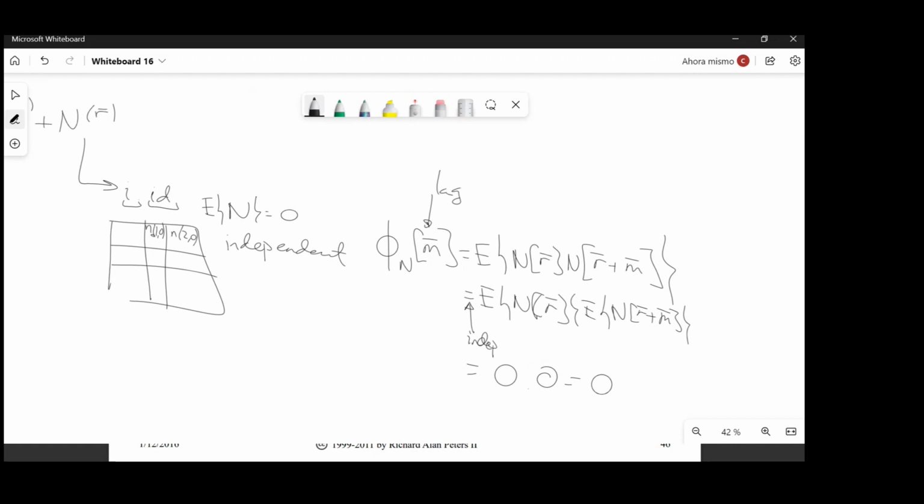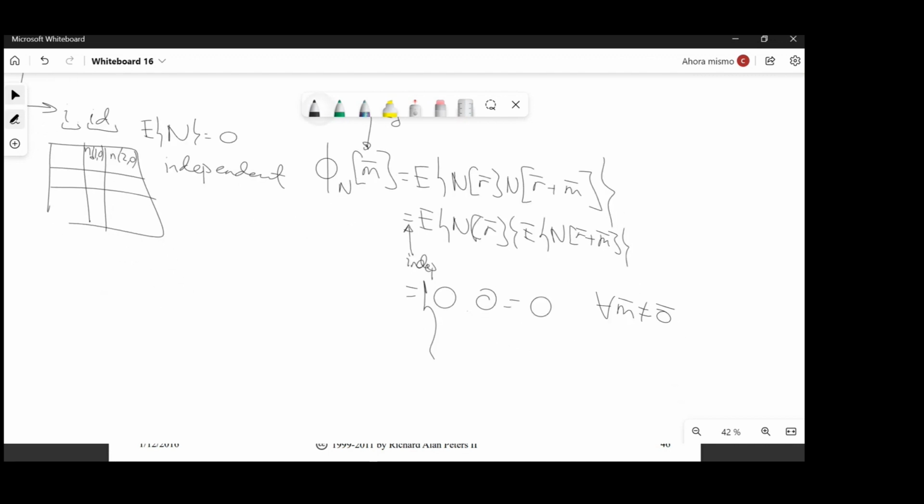So if the lag is different from 0, it is 0. If the lag is 0, what do I get? Noise squared. So this is equal to 0 if the lag is different from 0, and it is equal to sigma squared for the lag equal to 0. So that means this is sigma squared delta. So the autocorrelation of independent noise is the variance.